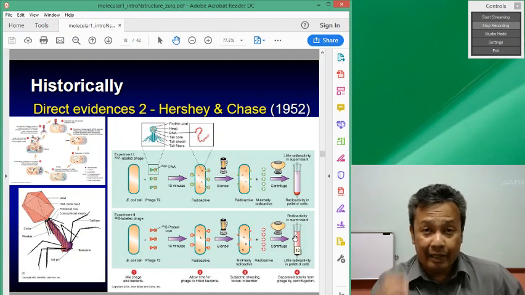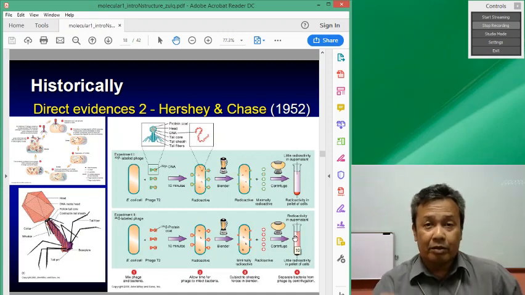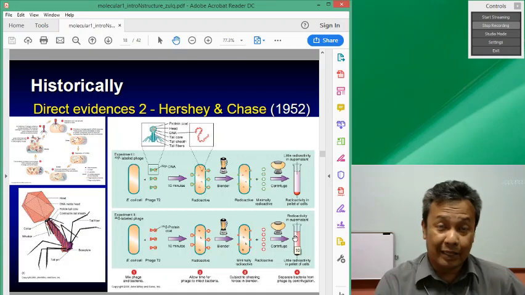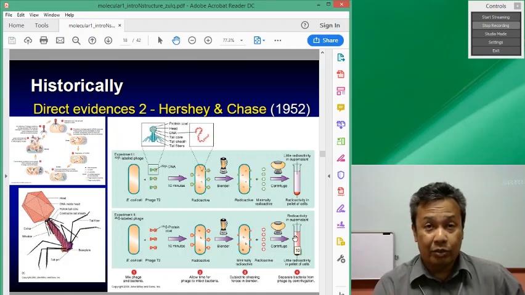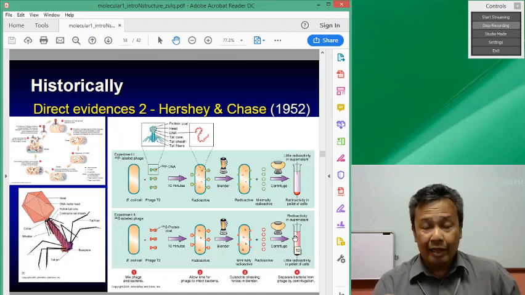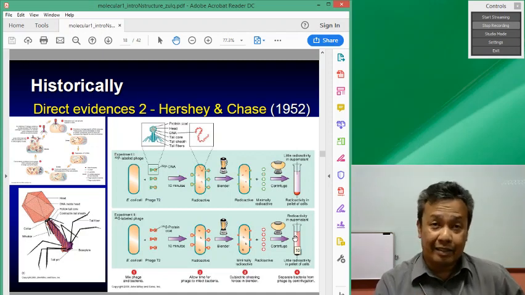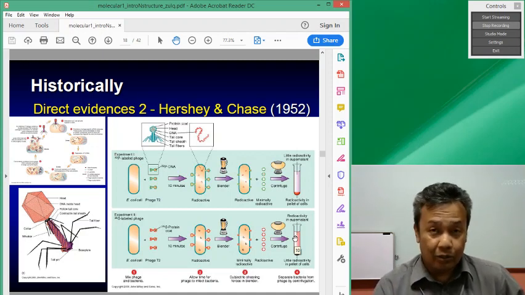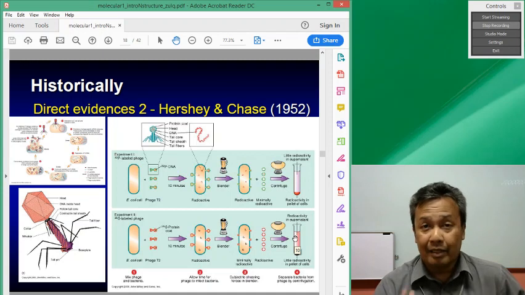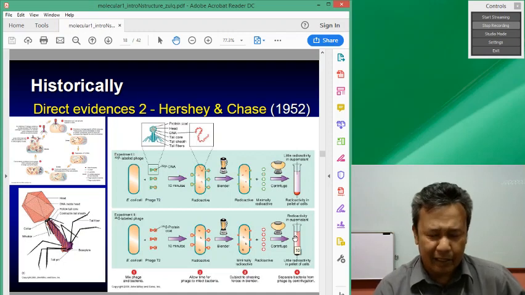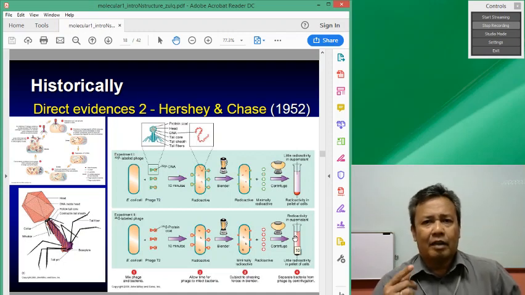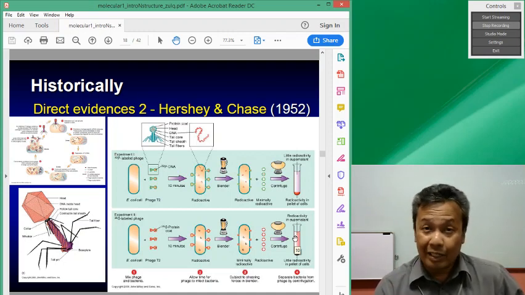again, the genetic material needs to be inserted into the bacteria for it to function. And in this, they were able to show that only DNA is inserted and the protein coat does not get inserted. For that, they show evidence that for viruses, DNA is the genetic material, and similarly with bacteria.